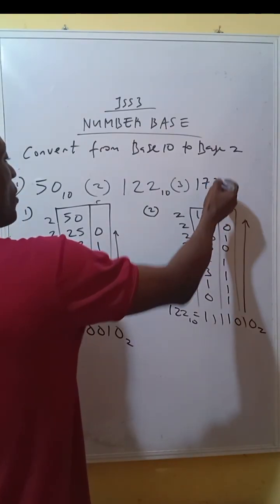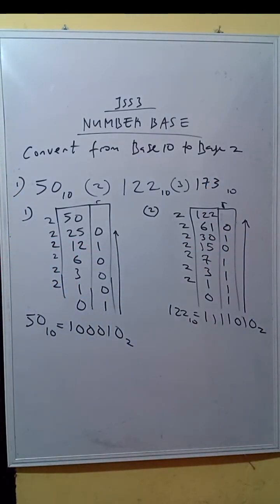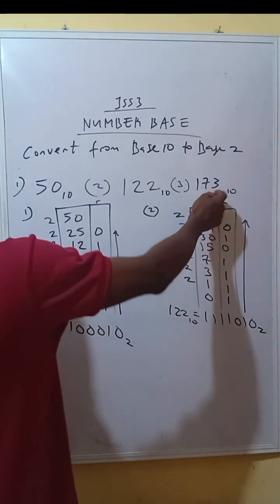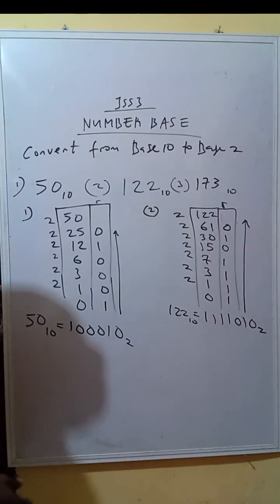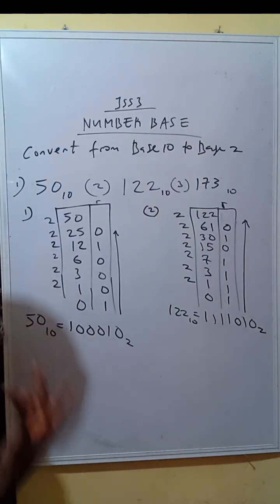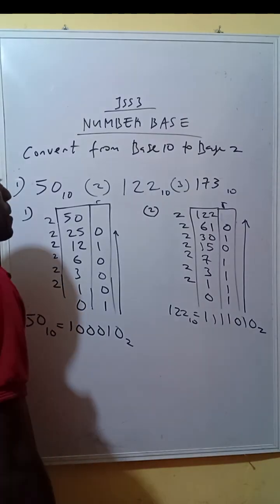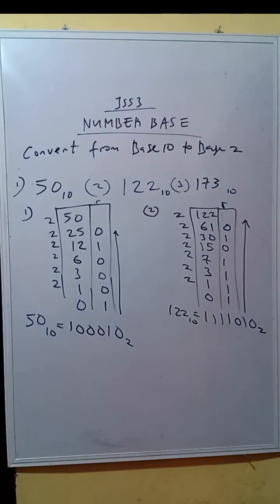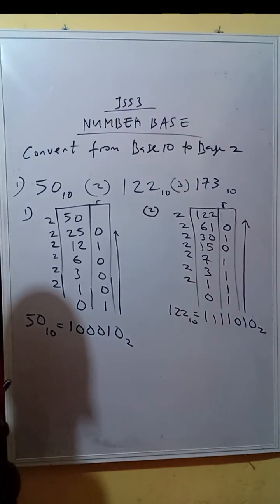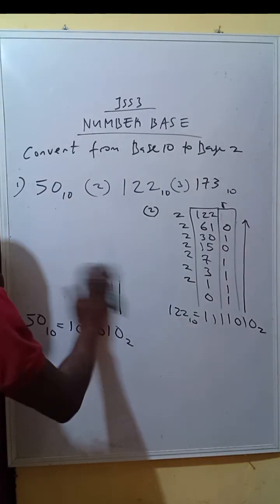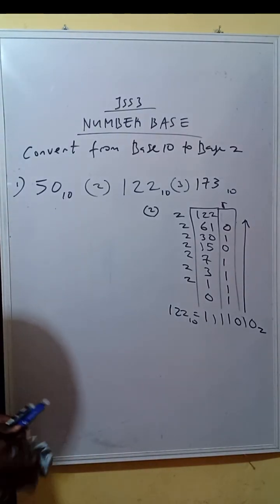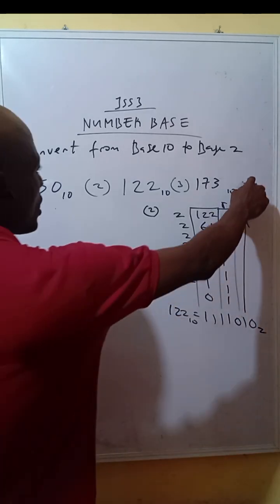What do I mean by an odd number? An odd number is a number that cannot be divided by 2 evenly, meaning that once it's divided by 2, there will be a remainder. While an even number can be divided by 2. So let me see, is it possible to convert an odd number from base 10 to base 2? Let's try and see.